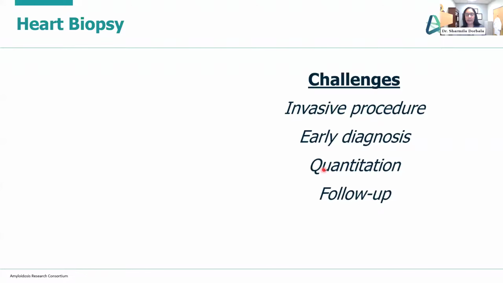You cannot quantify amyloid in the heart. Remember, I showed you the picture. You take 4 or 5 snippets on one part of the heart, and you're assuming that what you see there represents the amyloid in the entire heart. Of course, this is not a good test to look at treatment response.